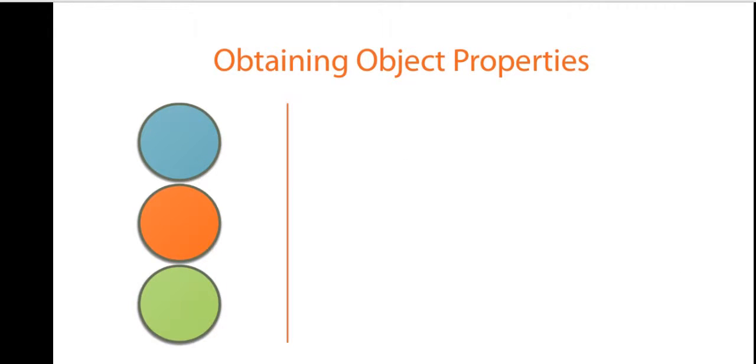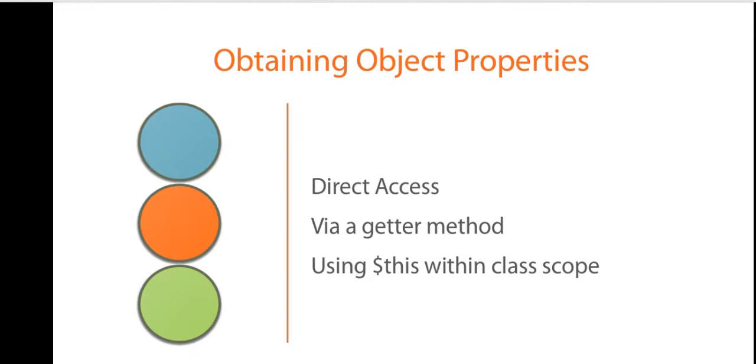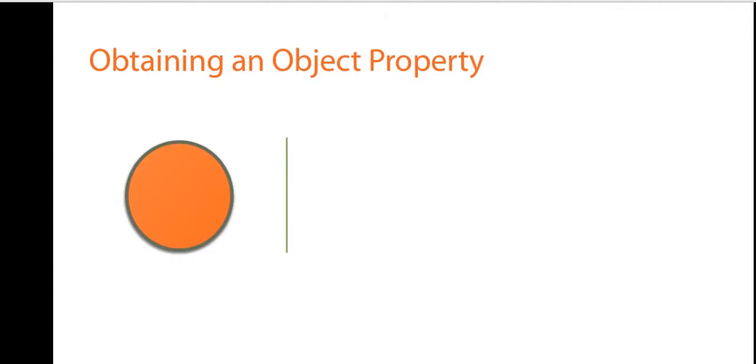In this clip, I will work with an instantiated form object, obtaining its available properties. The form object properties, or any object properties for that matter, can be obtained through one of these three methods. First off, I will access the property directly, then use a getter method, and from within the class scope using the special variable $this. Obtaining an object property directly from an existing instance is done using the --> syntax.